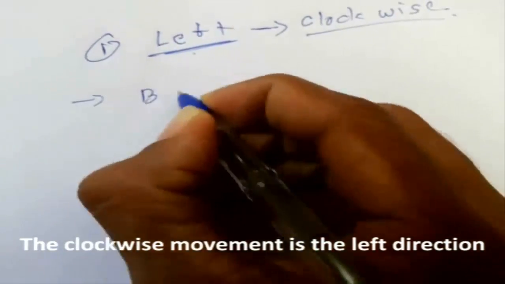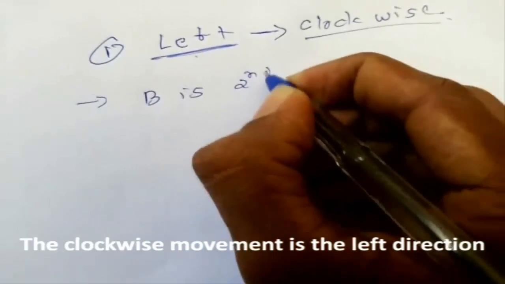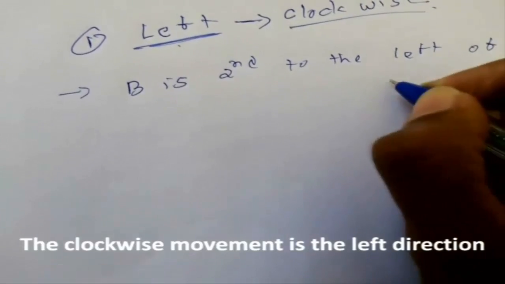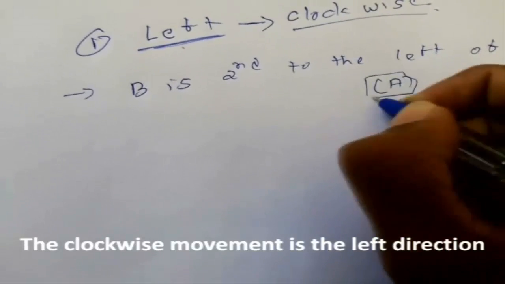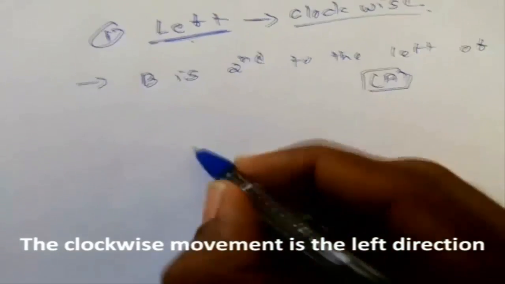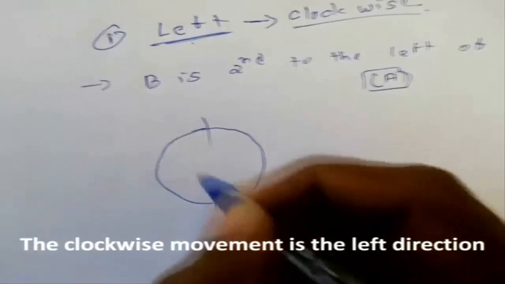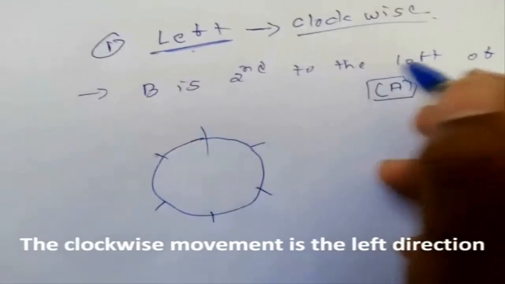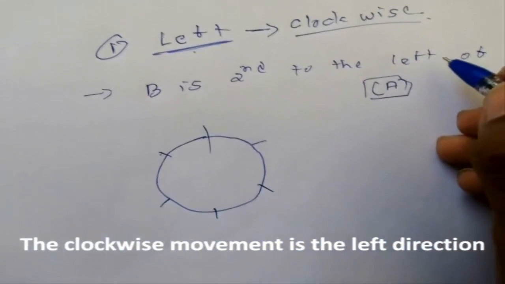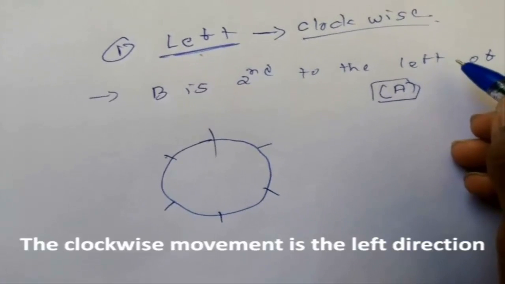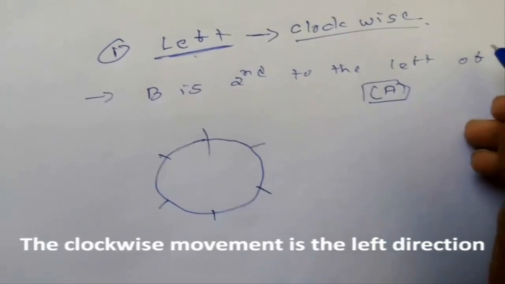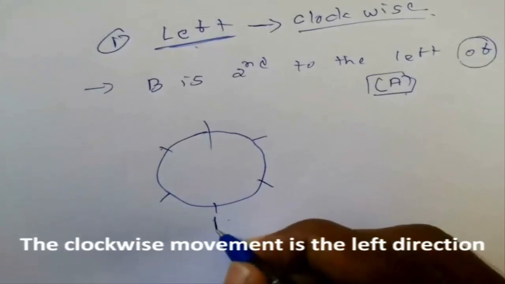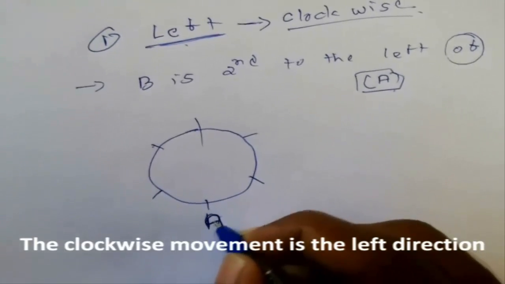Let's take an example. If the condition is like B is second to the left of A, and there are 6 persons sitting around a circle. This condition says B is second to the left of A, which means we have to find the letter which is followed by "of". The letter which is followed by "of" is A. So just put down A anywhere on the circle.